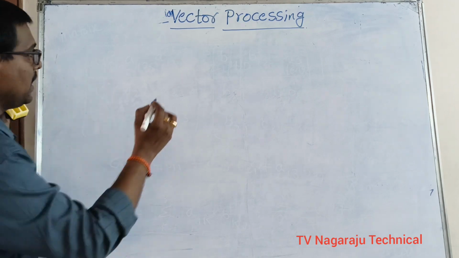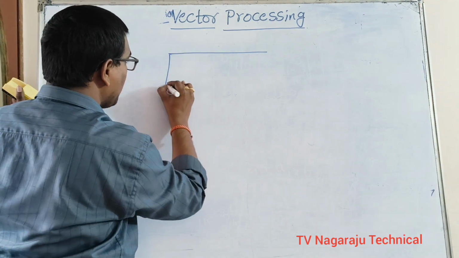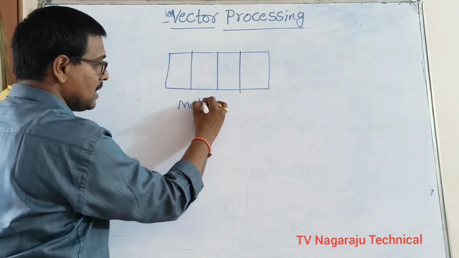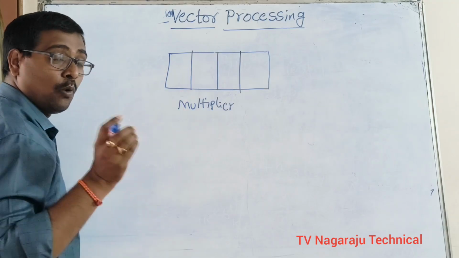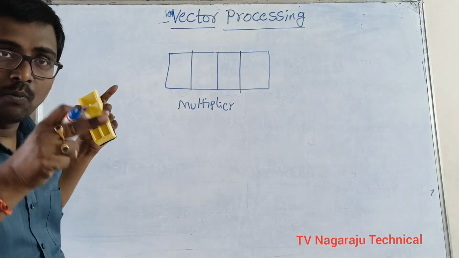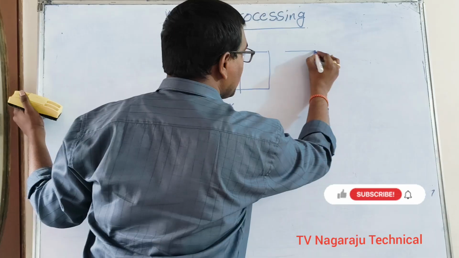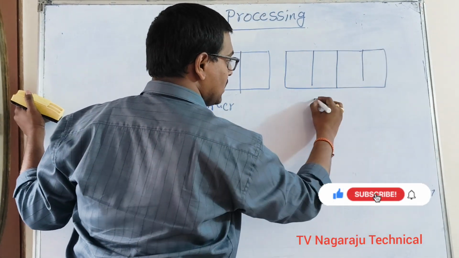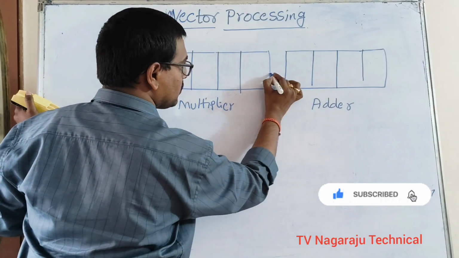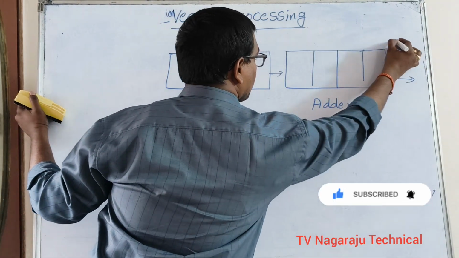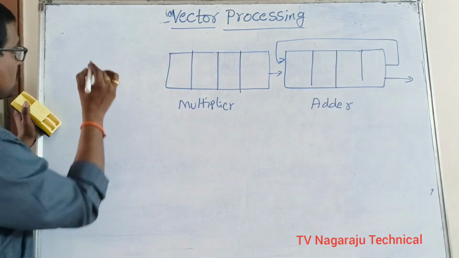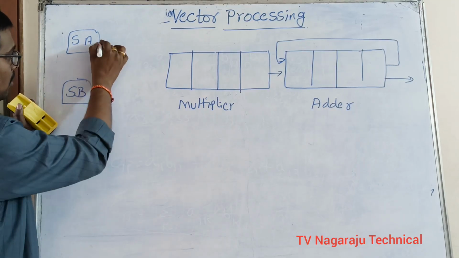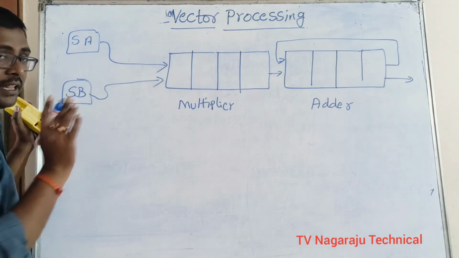Consider a 4-segment pipeline. Here I am taking 2 pipelines, and each pipeline contains 4 segments. This is the multiplier pipeline. Why? Because in my computation I have both a multiplication operation and an addition operation. So that is the multiplier pipeline, and this is the adder pipeline. Now, there are 2 inputs: one is source A, another one is source B.